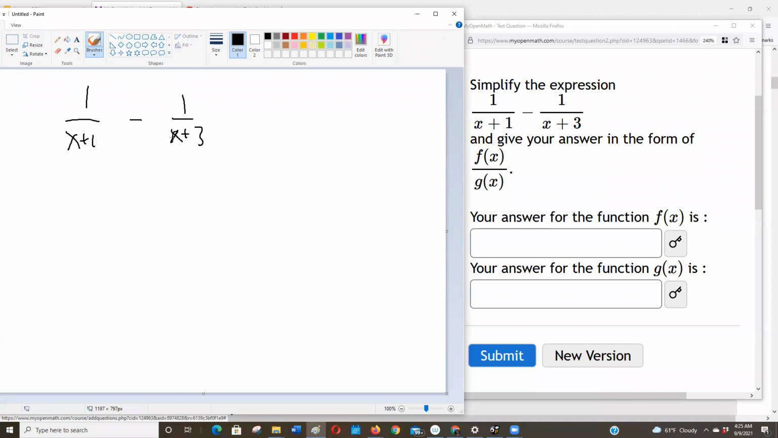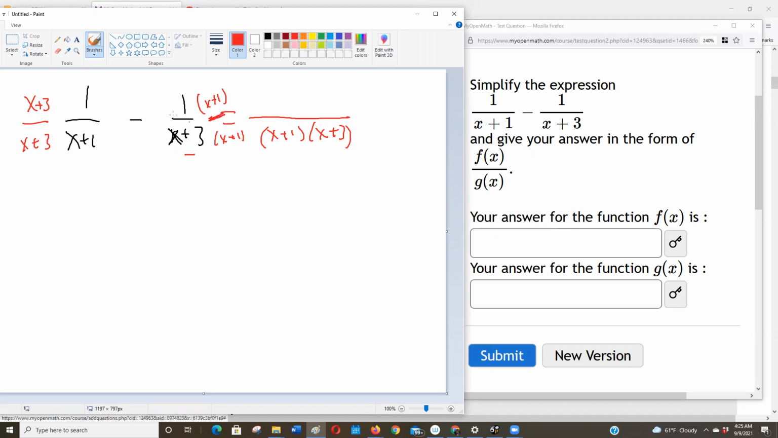You've seen enough of this now, I know the common denominator is going to be x plus 1 times x plus 3. So this fraction's missing, look at the denominator and compare it to that common denominator, right? And it's missing the x plus 3. So I've got to multiply this fraction by a form of 1, x plus 3 over x plus 3. And this one's missing the x plus 1. So I've got to multiply by x plus 1 over x plus 1.